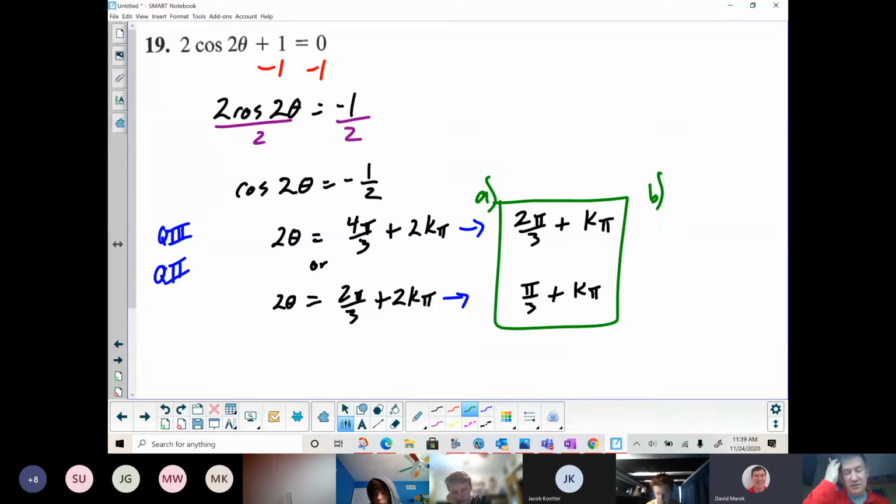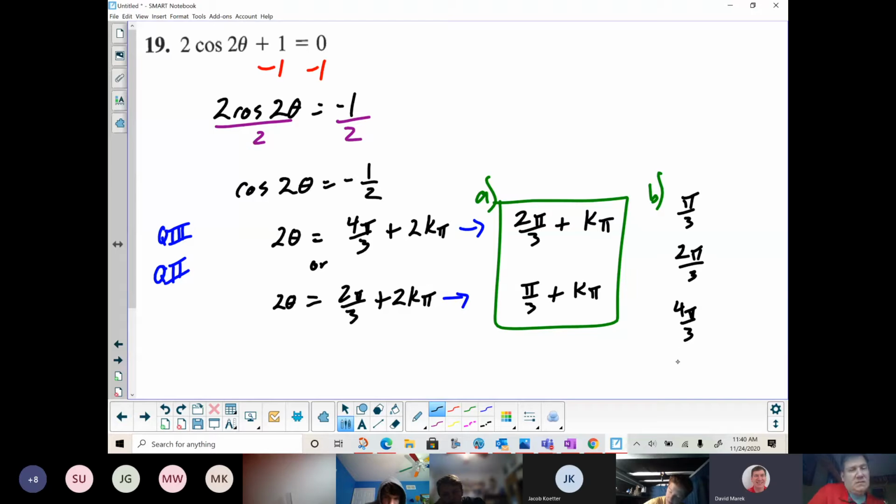For part B, they wanted you to list all of them in that particular interval. Well, okay, so if we put in 0 in place of k, we're going to get pi over 3 from my second expression, 2 pi over 3 from that first expression, because I did it backwards. That's all right. If I put in 1 in place of k, so it's pi over 3 plus 3 pi over 3, so that'll give me 4 pi over 3.